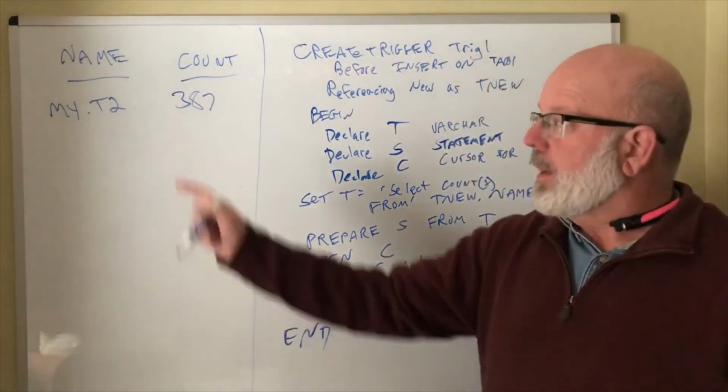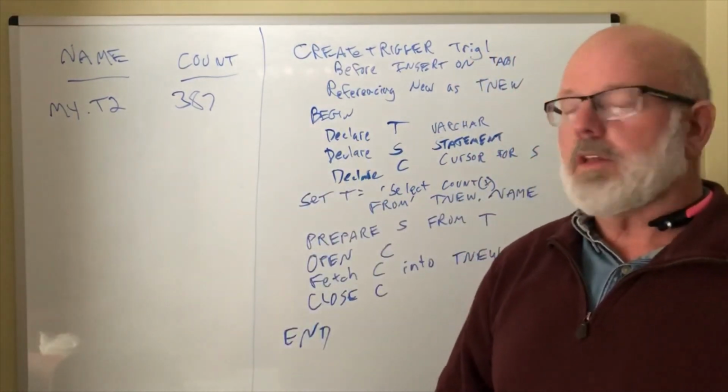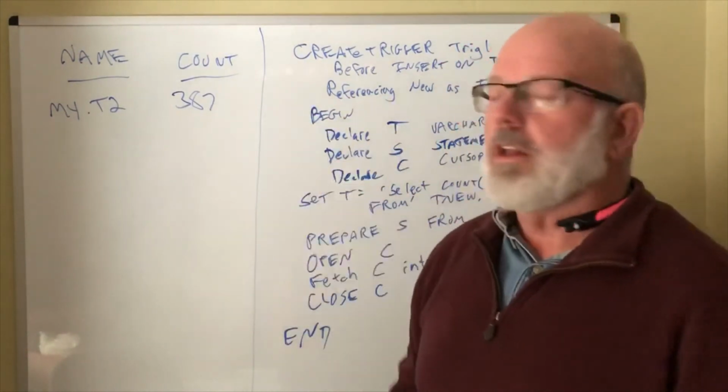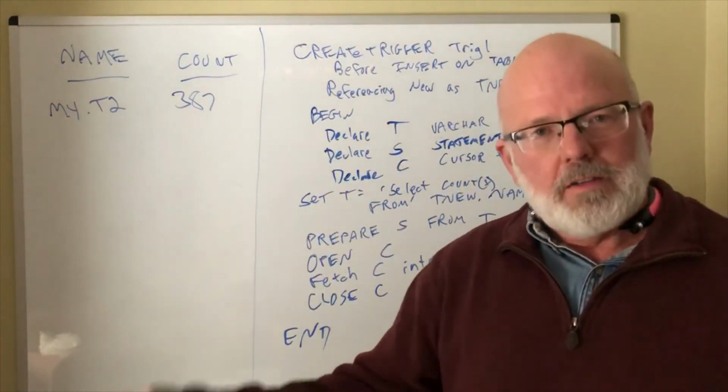And there you go. So when I insert a table name into this table, the trigger will go out and take the row count for me and fill it into that count column. Dynamic SQL in a DB2 trigger.